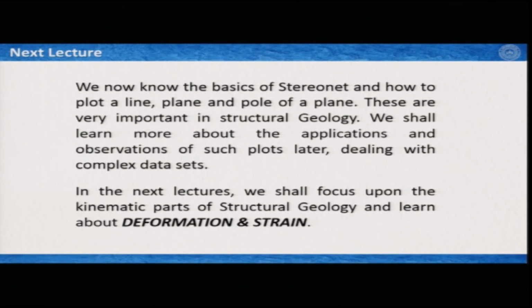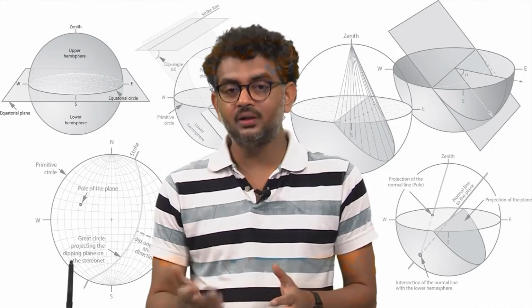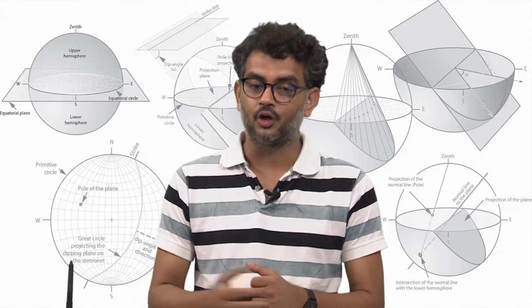What we have learned today in this lecture is the basics of StereoNet, different components of the StereoNet, and we learned 3 very basic plottings: how to plot a line, how to plot a plane, and how to plot the pole or normal of a plane. These are the very basics, but on the fundamentals of these basics, we structural geologists do very complex analysis and sometimes simple analysis as well. We will learn all this analysis in time when we learn about more complex structures.